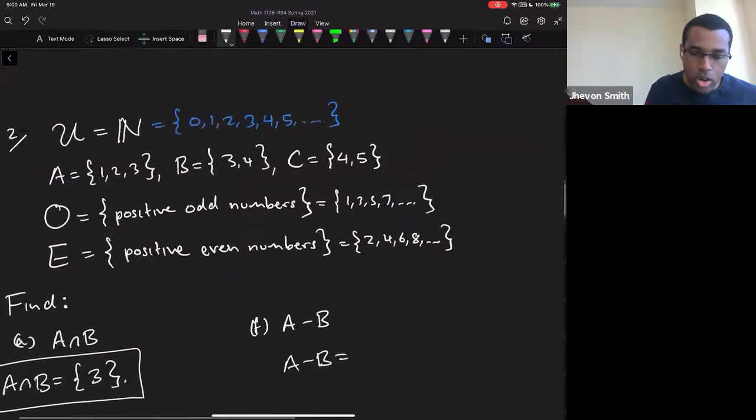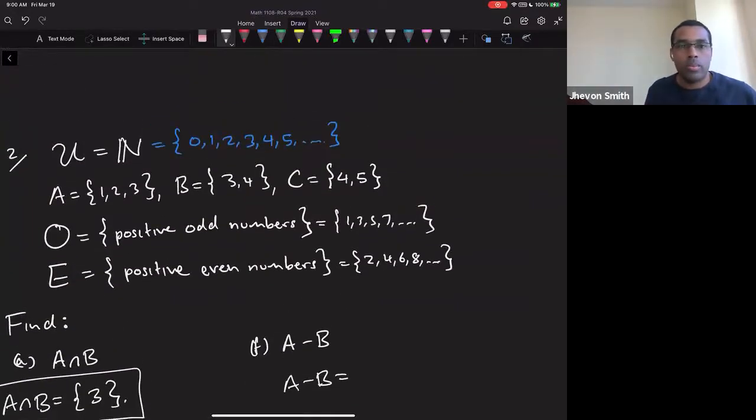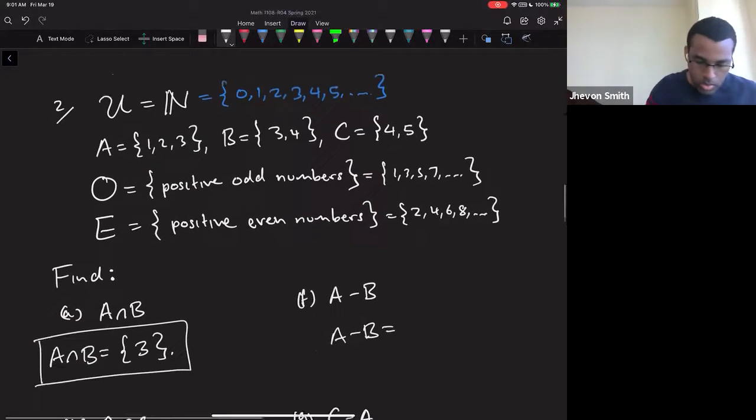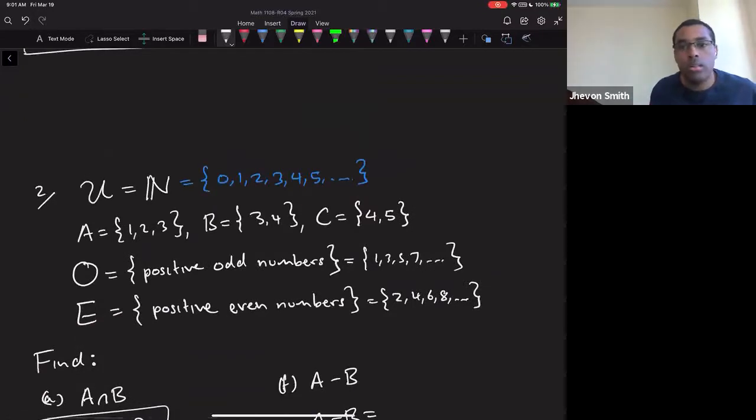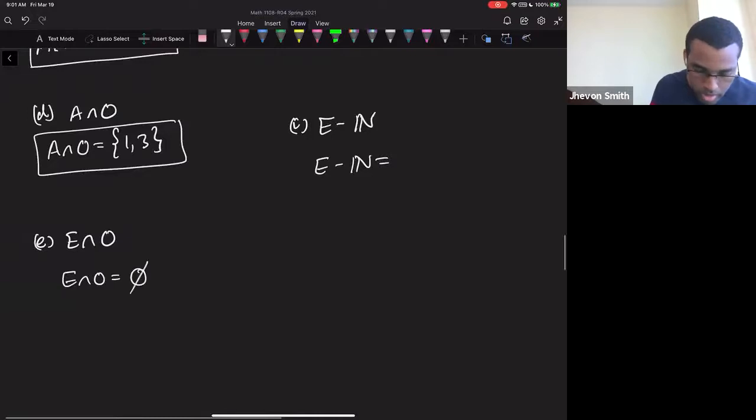Okay, A intersect O. What is that? The set containing 1 and 3. Yep. E intersect O. The empty set. They have no elements in common.